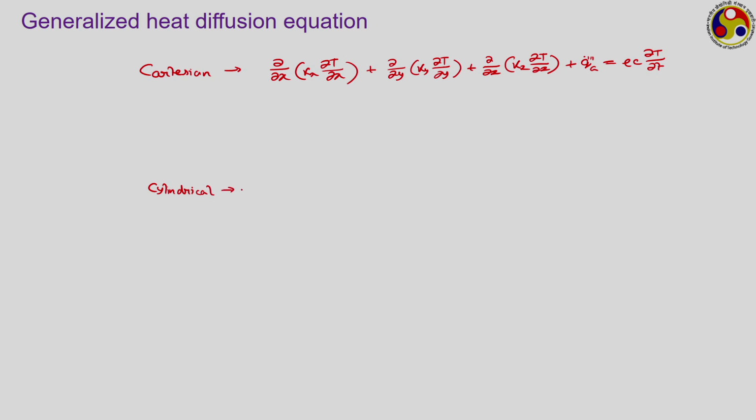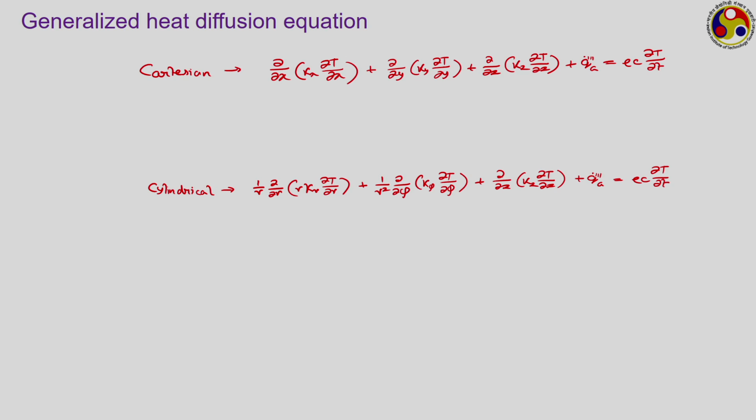cylindrical coordinate system we have developed the same equation, again starting from an infinitesimally small cylindrical element, and the equation was of the form: 1 by r dou by dou r of r k r dou T dou r, plus 1 by r square dou by dou phi of k phi dou T dou phi, plus dou by dou z of k z dou T dou z, plus again the rate of volumetric energy generation, and the transient term on the right hand side. These 2 remain unaltered in all the coordinate systems.